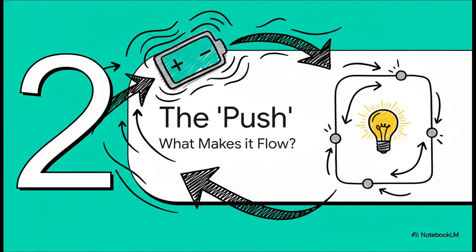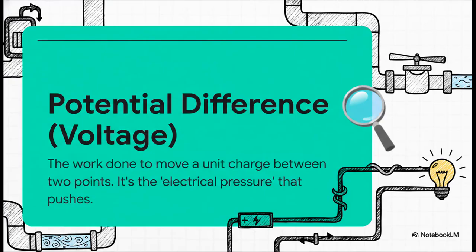Okay, so we know this electric field is the boss, telling all the electrons to move. But what creates that field? What's giving it the big push to get the whole thing started in the first place? Let's look at the driving force behind it all. Well, that push has a name, potential difference. But you and I, we usually just call it voltage.